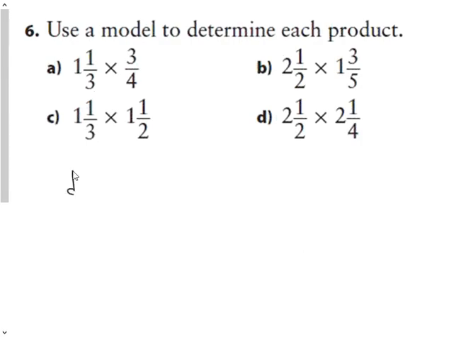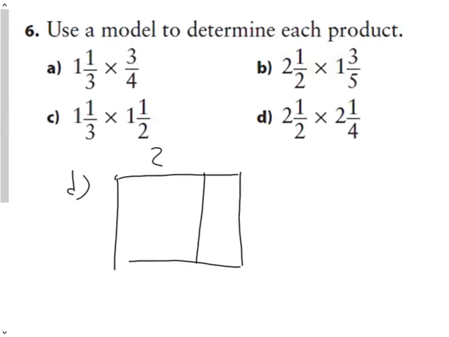And finally, D. We're going to take our width here. We're going to make our width 2. From here to here is 2. And the rest of it's going to be a half, or 2 1/2. This distance from here to here will also be 2. And the remainder of the distance will be a quarter, giving us 4 parts to our area of a rectangle.